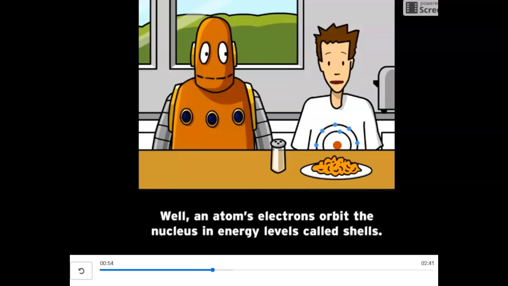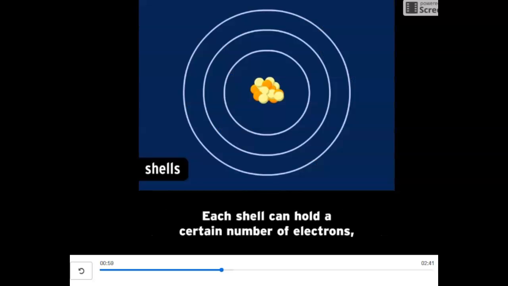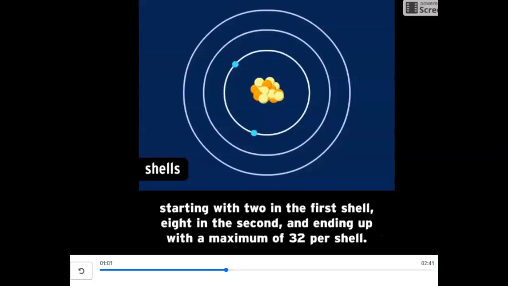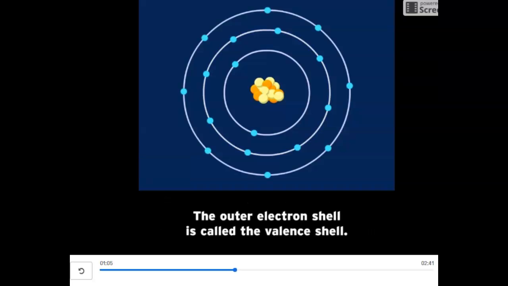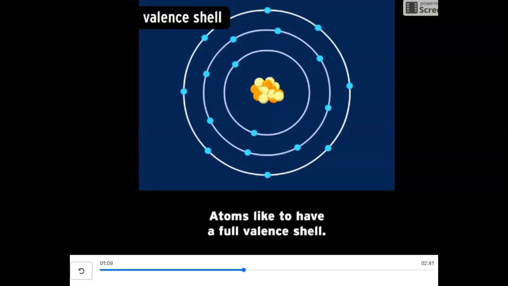Well, an atom's electrons orbit the nucleus in energy levels called shells. Each shell can hold a certain number of electrons, starting with 2 in the first shell, 8 in the second, and ending up with a maximum of 32 per shell. The outer electron shell is called the valence shell.